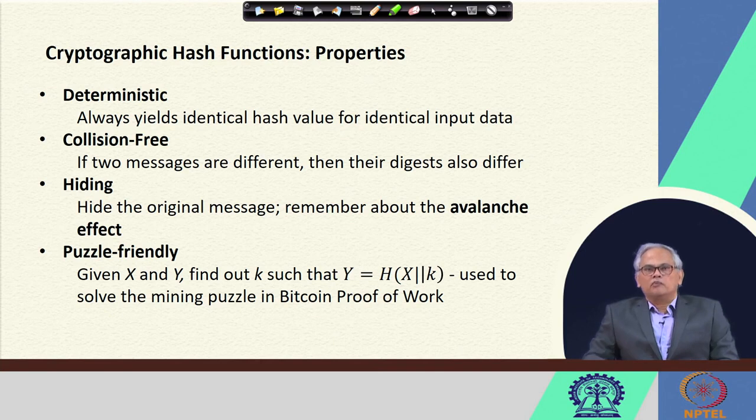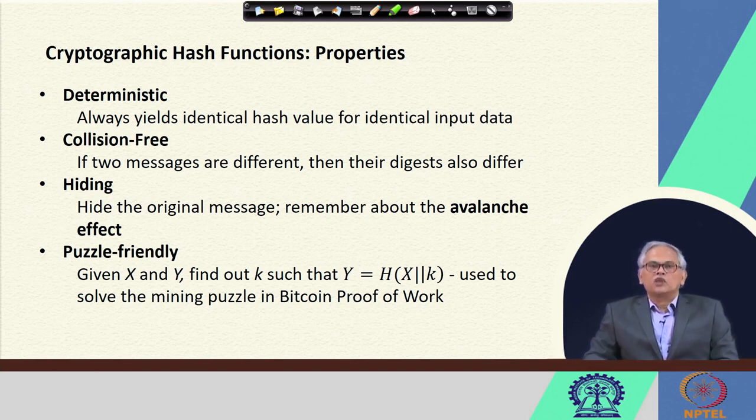Some of the important properties that we will now study for cryptographic hash functions are as follows. First and foremost, they should be deterministic, meaning given a hash function and a particular message m, it will always generate the same digest h of m. There should not be any randomness, because we should be able to repeat the same application of the hash function on the same message and check that we always get the same digest as the output.